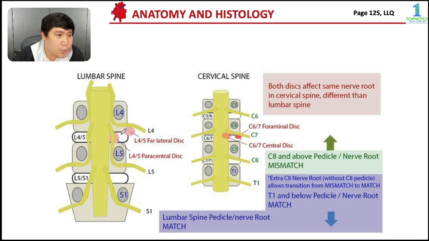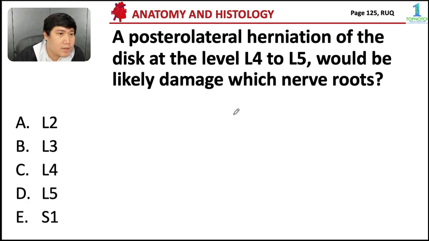Between L4 and L5, the one that's actually exiting is L4. The one that's exiting is L4, but the one traversing is L5. So what happens when you have a posterior or posterolateral disc herniation? The one that gets compressed or affected is L5. So, that's what's in the question, no? If it's a posterolateral herniation, the one that gets compressed is L5, no?